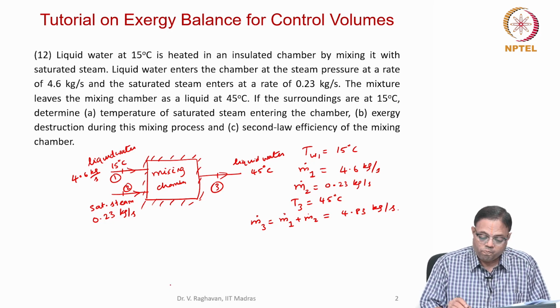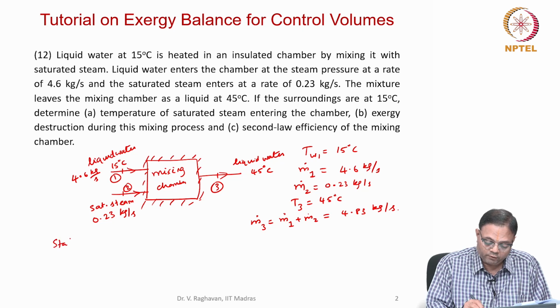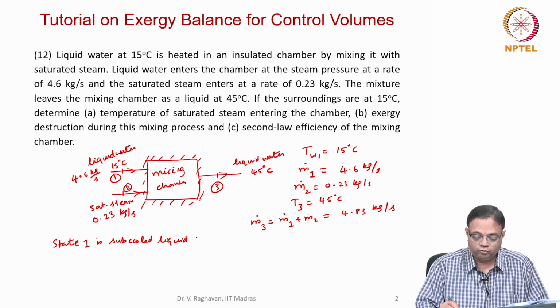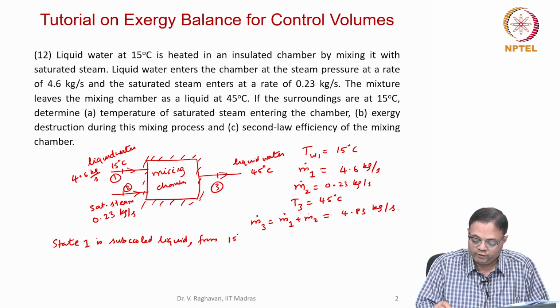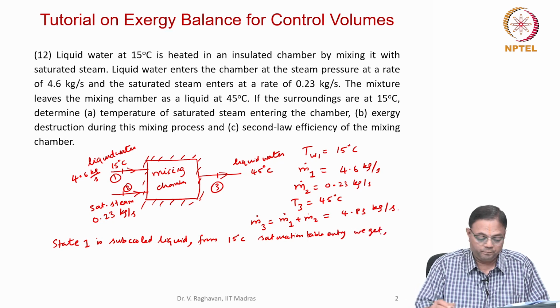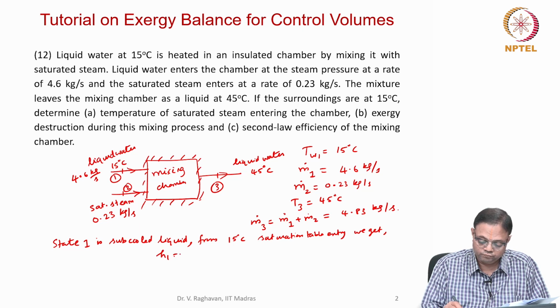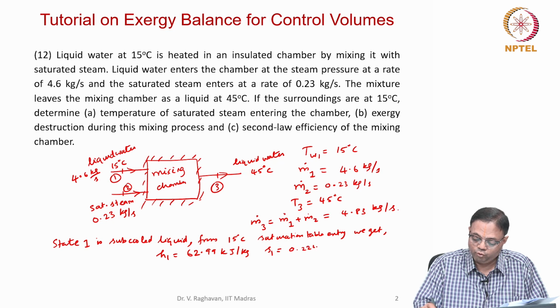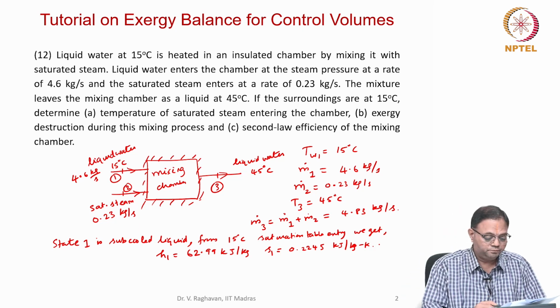So, now state 1 is subcooled liquid. So, from 15 degrees saturation table entry, we get H1 equal to 62.99 kilojoule per kg and S1, the entropy, is 0.2245 kilojoule per kg Kelvin. So, from the steam table you can get this.